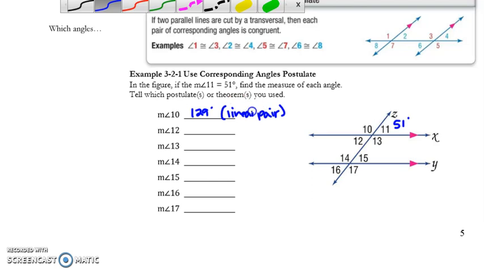The next one is going to be angle 12. We know that is also going to be 51 because it's vertical. Okay. Next one is going to be 13. So 13, again, you can use linear pair to help you, or vertical to angle 10, which we already know. So that's 129. So either linear pair or vertical.